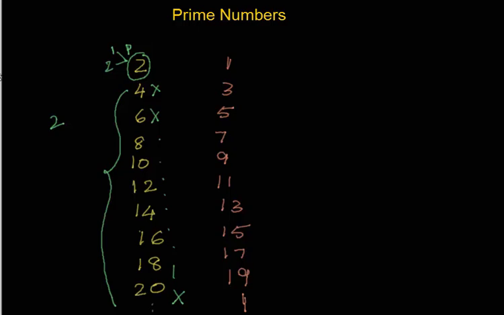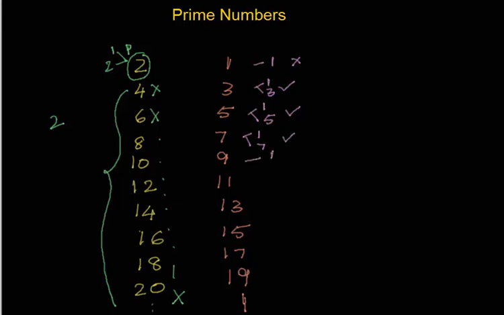Now let's look at the odd numbers. We already saw that 1 is not a prime number because 1 has only one factor. Three has 2 factors. 3 is divisible by 1 and 3. So 3 is a prime number. So 5 has 1 and 5 as factors. So 5 is a prime number. 7 has 1 and 7. So 7 is a prime number.